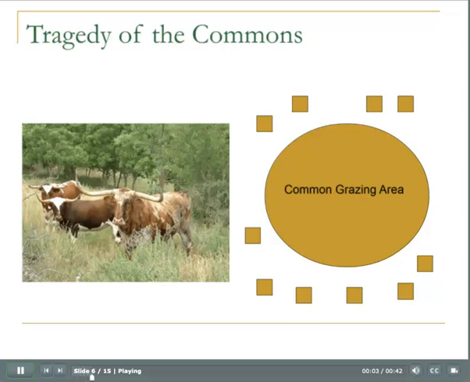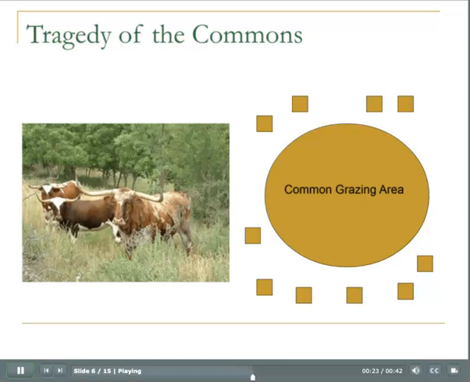In this village, all the people who live there have their homes, their gardens, and their cows. The homes are represented by the little squares in the diagram. And these cows graze all day, each day, in the commons area. Now this area is open to all, which is why it's called the commons, and it's shared by the community.